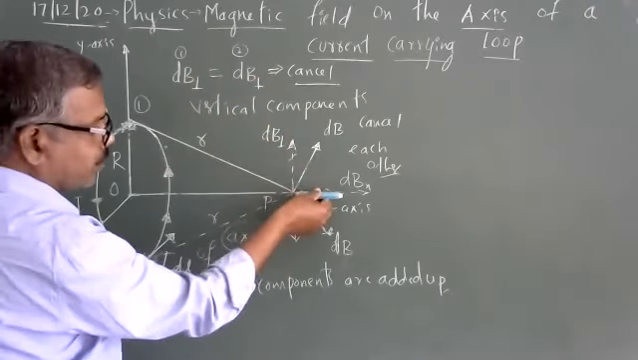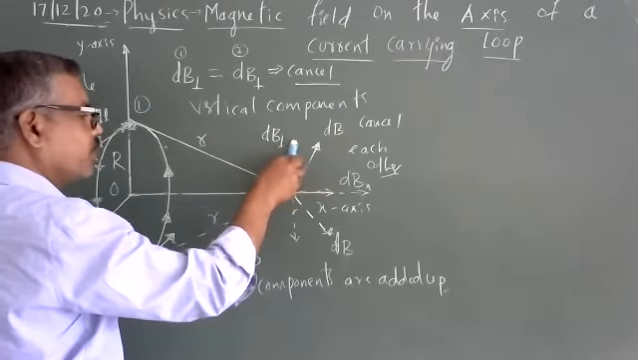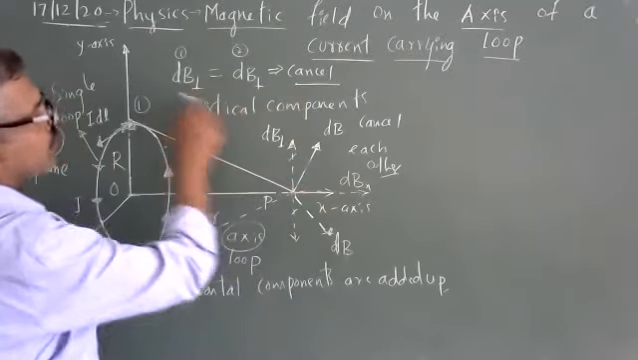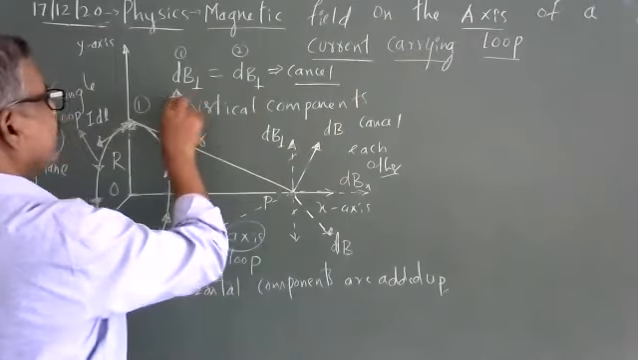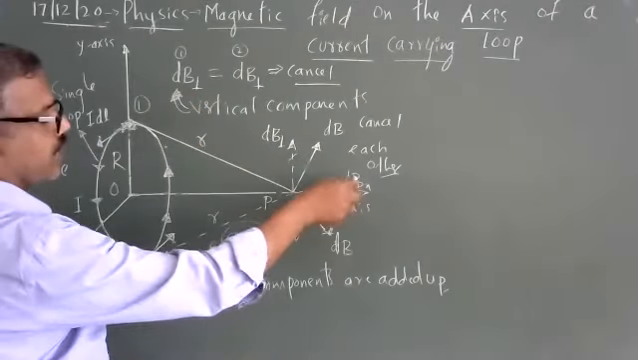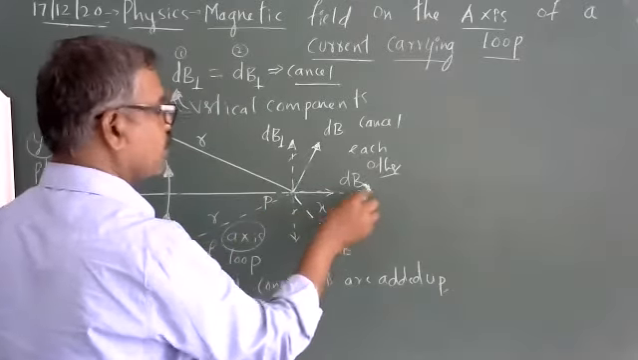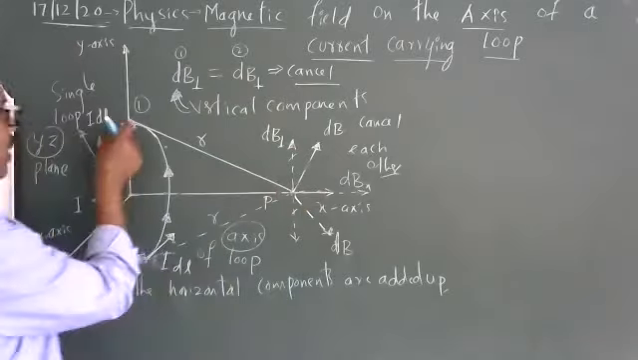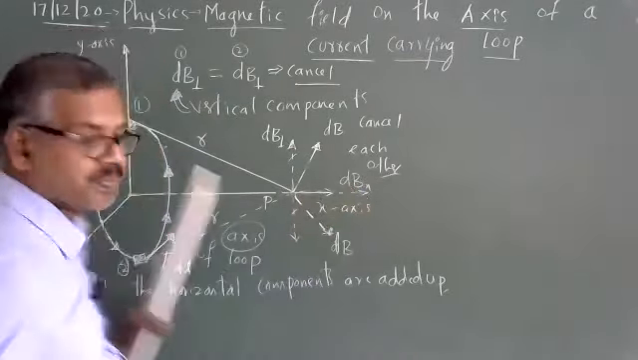Of course, the magnetic field is always perpendicular, so you need to convert it into a vertical component and a horizontal component. The vertical components nullify. All the horizontal components, like dBx, because this component is along the x-axis, so I have written dB, the elemental magnetic field. Small element, corresponding magnetic field. The elemental magnetic field is along the x-axis.